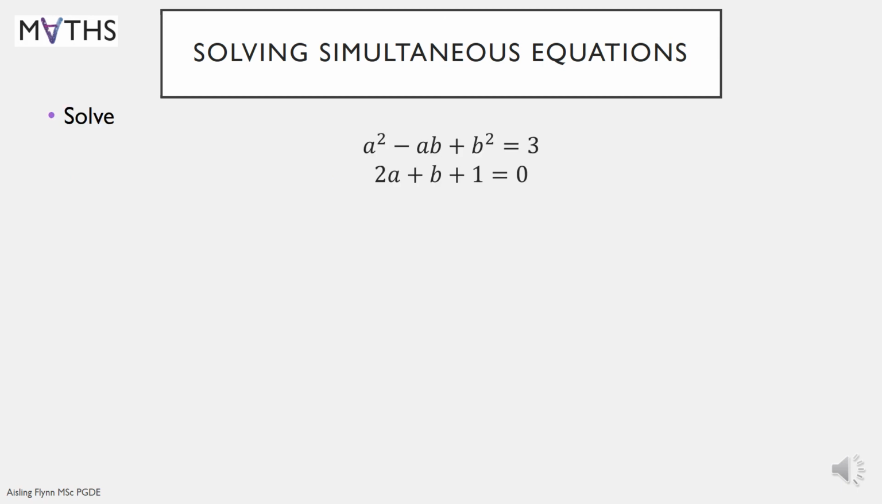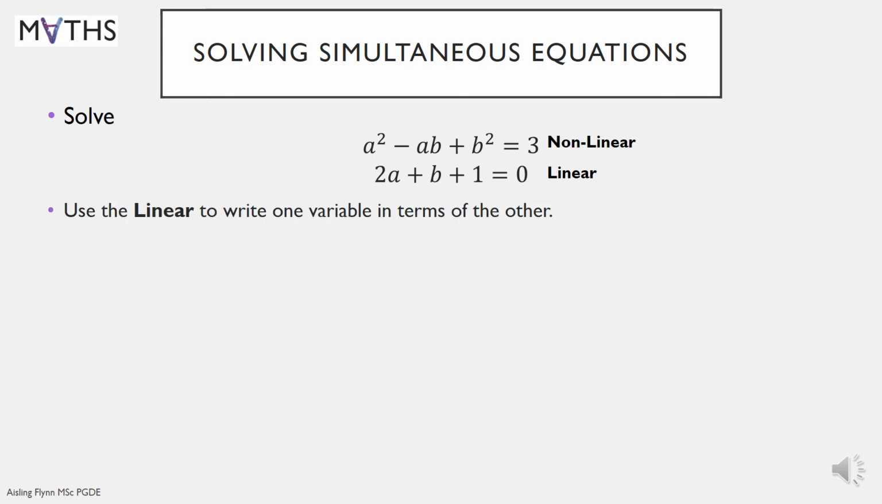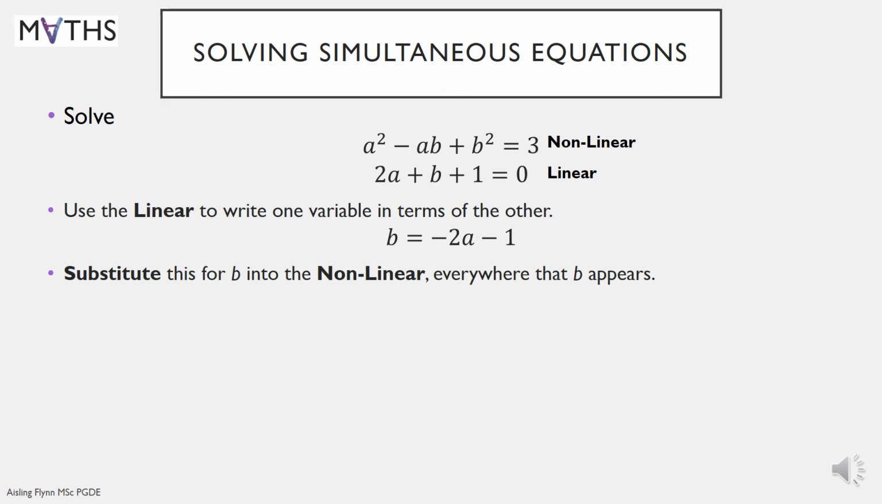So here's another example. This time the linear is on the bottom and the nonlinear is on the top. So we use the linear to write one variable in terms of the other. So this time I chose b because it's 1b, and b equals minus 2a minus 1. We then substitute this for b into the nonlinear everywhere that b appears. So that's what this looks like. So we have a good bit of multiplication to do. You can pause and take a page and work it out if you wish.